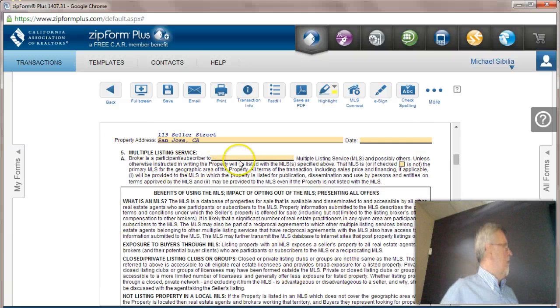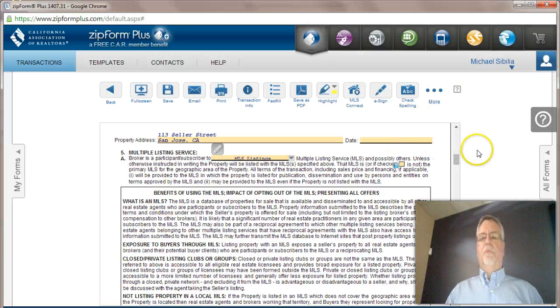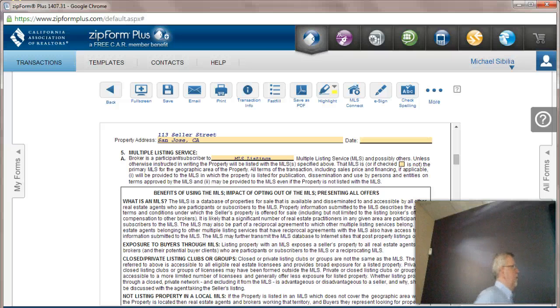So, number 5 is the multiple listing service. And they want you to put in the name of our multiple listing service. What is the name of our multiple listing service? MLS Listings. Which I know people get confused when they're saying, well, many people have trouble believing that's really the name of our multiple listing service. Hey, we're in Silicon Valley. They grab the name right away.